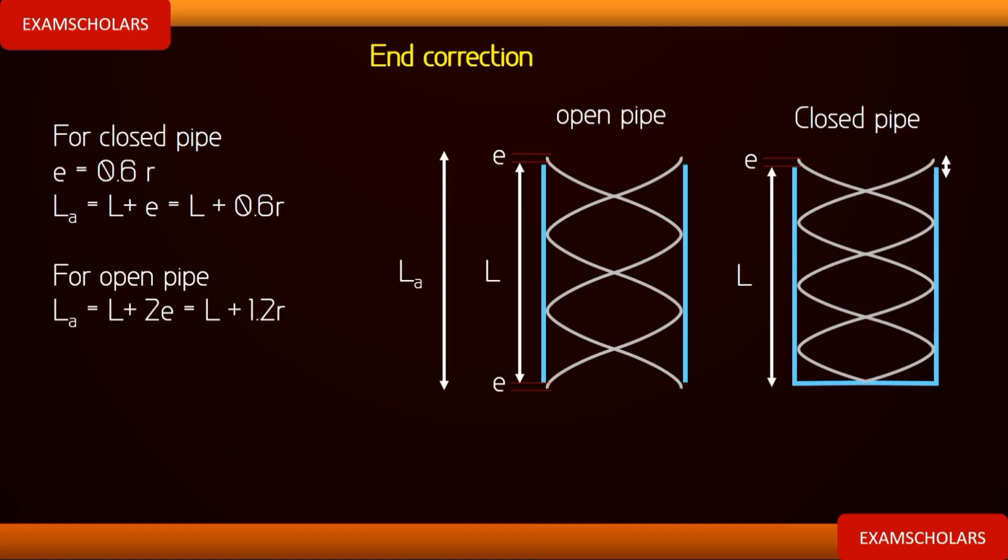Now you can go back to our previous video, which was analyzing all this stuff for you guys. For instance, instead of using L in the analysis of the relationship between length and wavelength, you can use the actual length, which is L plus 2 end corrections. So you can use that.